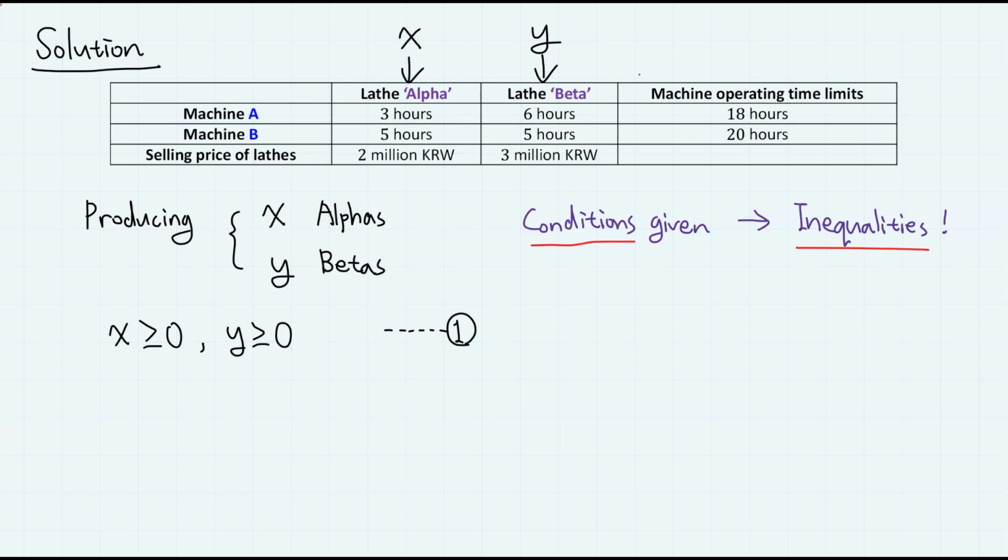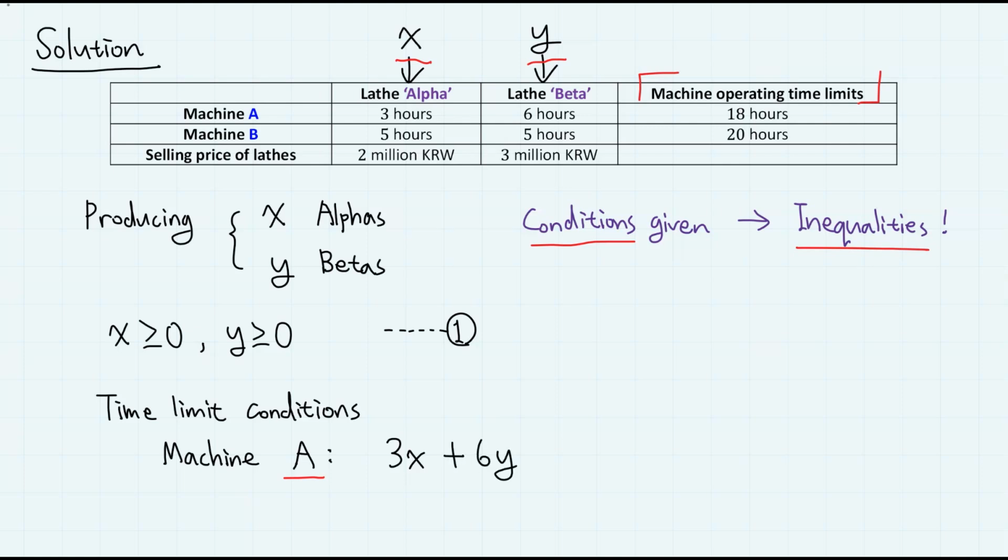Next, the main constraint we have is this machine operating time limit. Let us consider machine A first. To produce X alphas, machine A must be used for 3X hours, and to produce Y betas, machine A must be used for 6Y hours. The total operating time of machine A cannot exceed 18 hours, so we have 3x plus 6y must be less than or equal to 18.